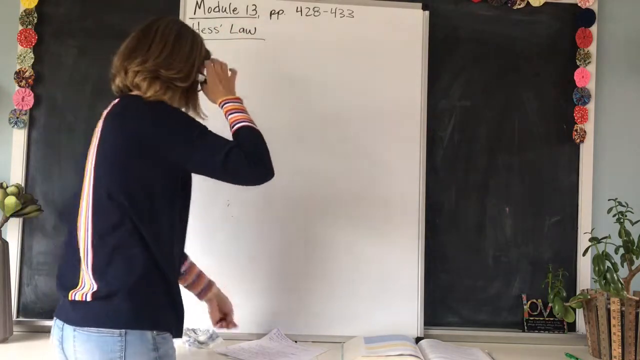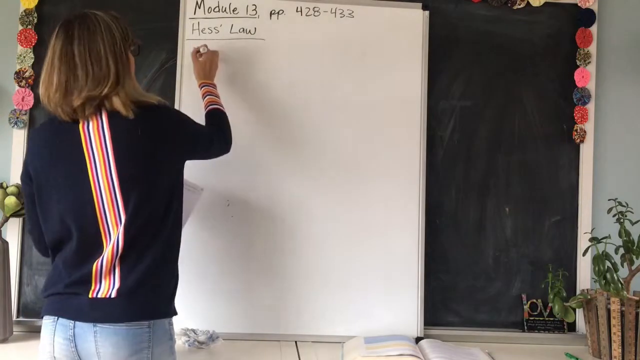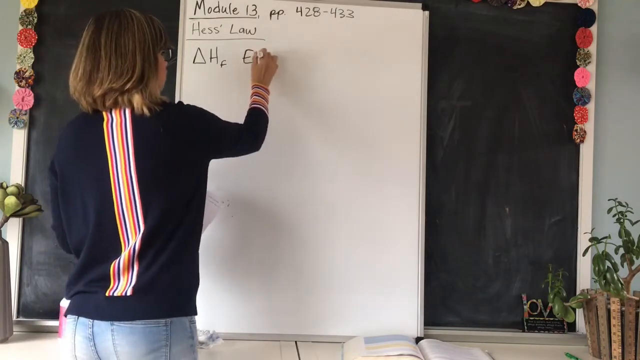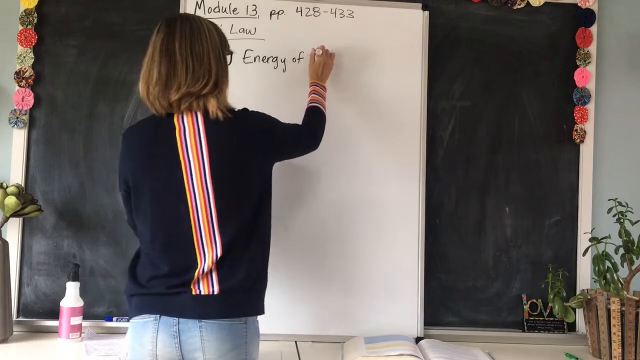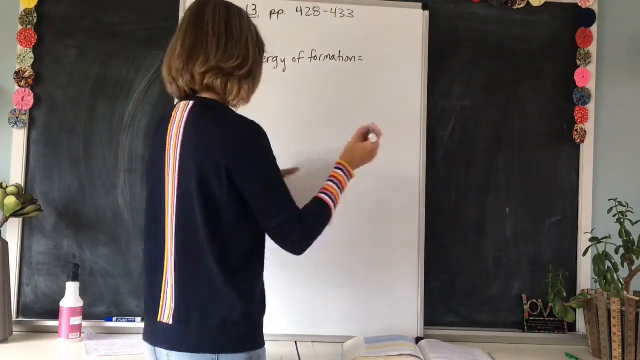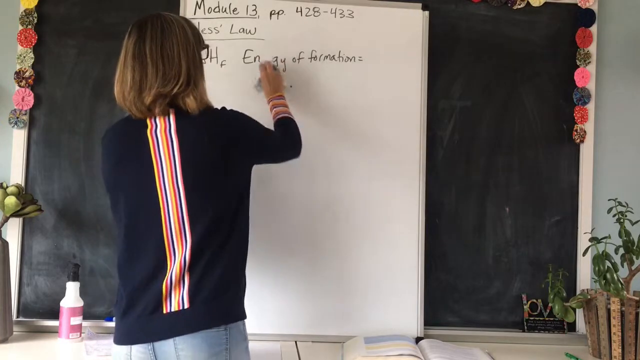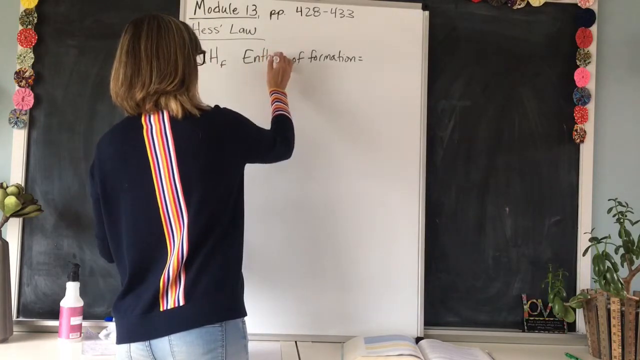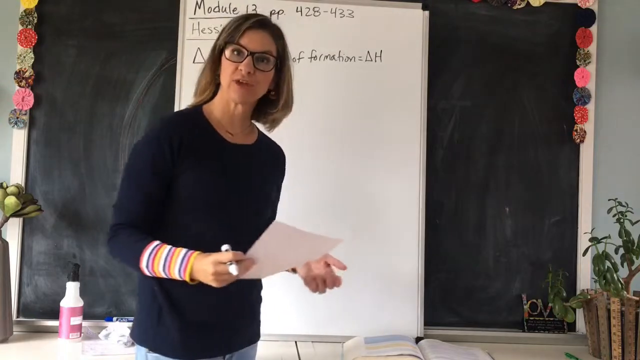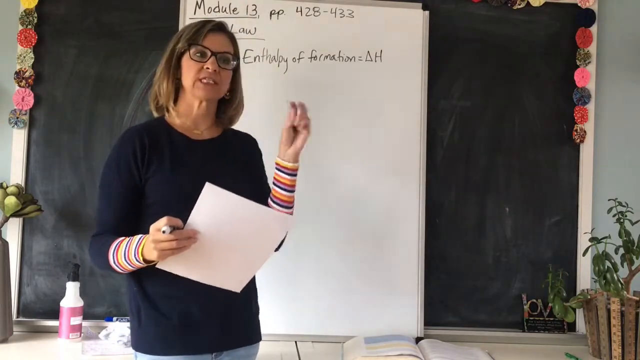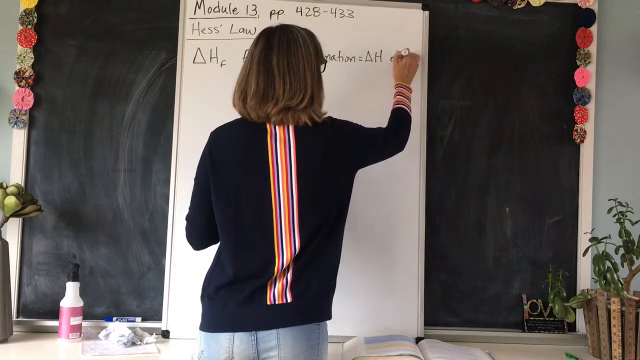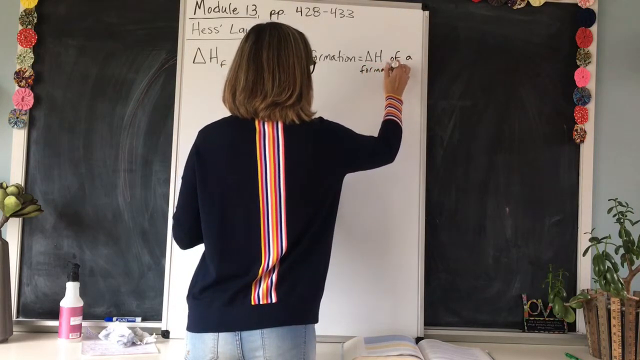here are some things you need to know. First of all, we have this new symbol, delta H with a little f down here. This is the enthalpy of formation, which is the delta H, or the change in enthalpy, for a formation reaction. If you remember what a formation reaction is, it's just the individual components combining together to form a compound. So it's the delta H of a formation reaction.